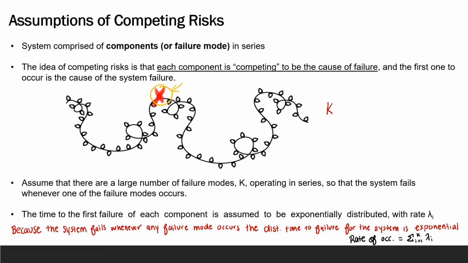Now, because the system fails whenever any failure mode occurs, the distribution of the time to failure for the system is also exponential, with an overall rate of occurrence given by a sum over all of the component rates, which we denote as the sum from i equals 1 to K of lambda sub i.